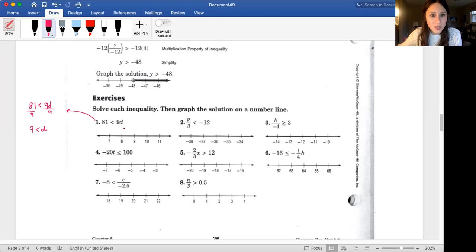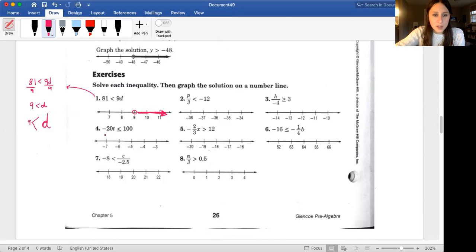And so if I wanted to plot this on my number line, let's practice graphing it. So 9 is my solution. It doesn't include 9. And see how the wider side is pointing to D? D has to be bigger than 9, which means all my possible answers for D have to be greater than 9, which is all to the right of 9. So I'm going to make a little arrow and a line pointing towards the right. Okay, so that's my solution. I just graphed it on there.